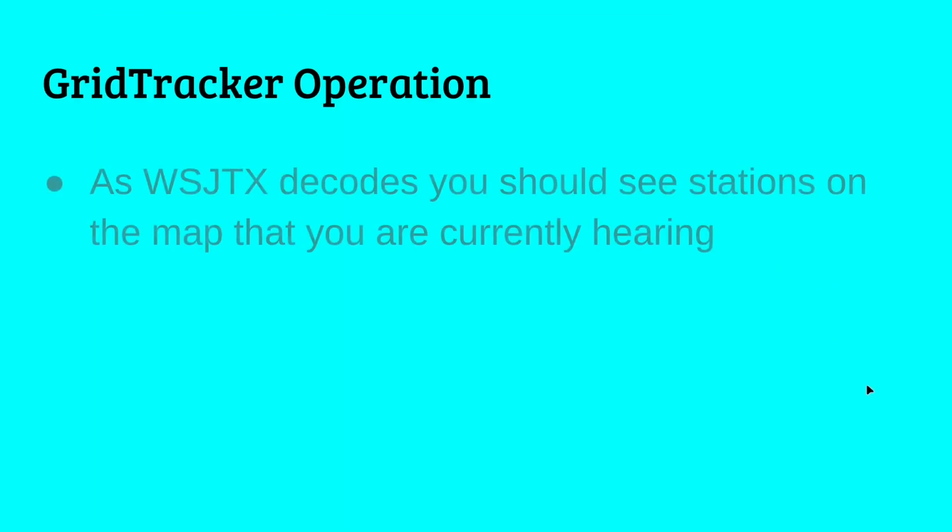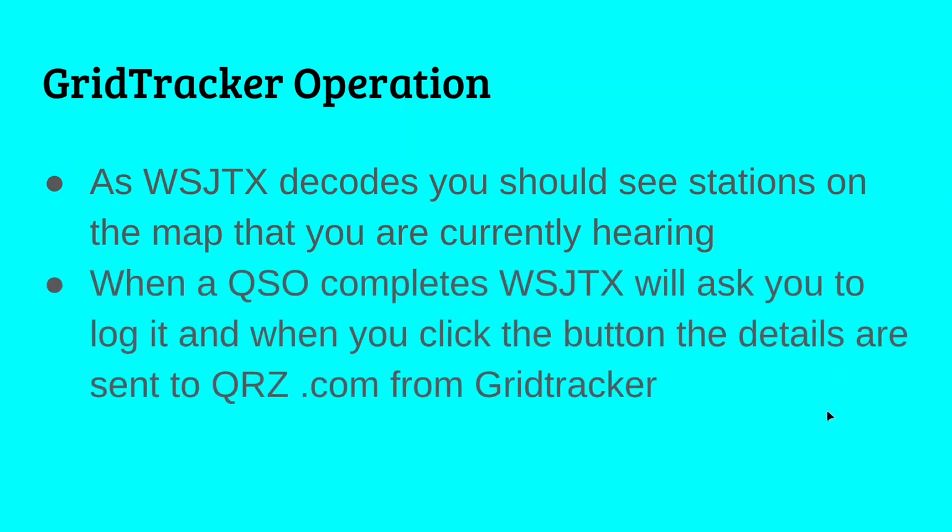GridTracker operation. As WSJTX is decoding, you should see stations appearing on the map in GridTracker that you're currently hearing. When a QSO completes, WSJTX asks you to log it. When you click the button, the details are sent to GridTracker, and from there they are sent to qrz.com. And then every week or so I will go into qrz.com and press the button to send that over to Logbook of the World. That's just how I choose to do it.